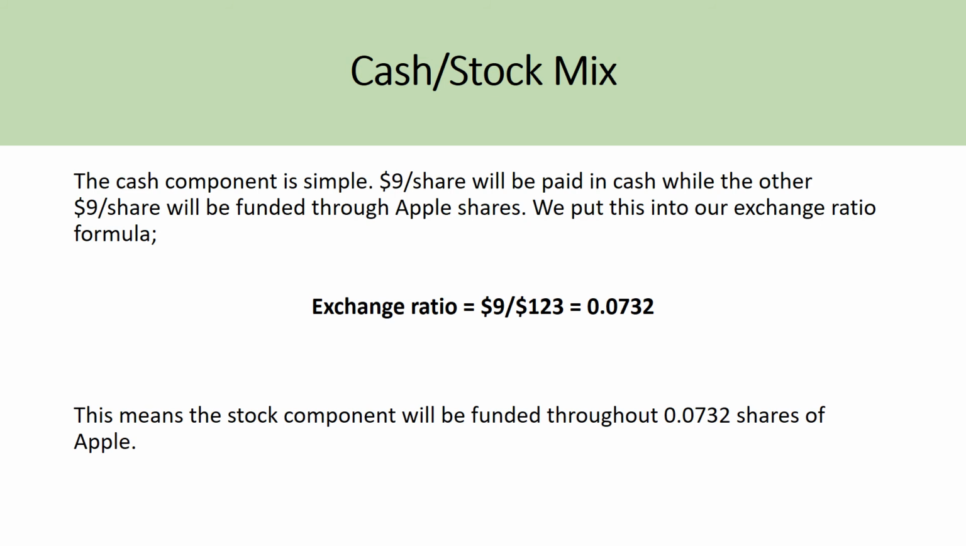We can put this into our exchange ratio formula. So the offer price, the 50% of the deal through stock, would be the $9, which is the numerator, and the denominator would be the share price of Apple, which is $123. So the exchange ratio in this case would be 0.0732. This means that the stock component, the 50% of the deal, will be funded through 0.0732 shares of Apple.